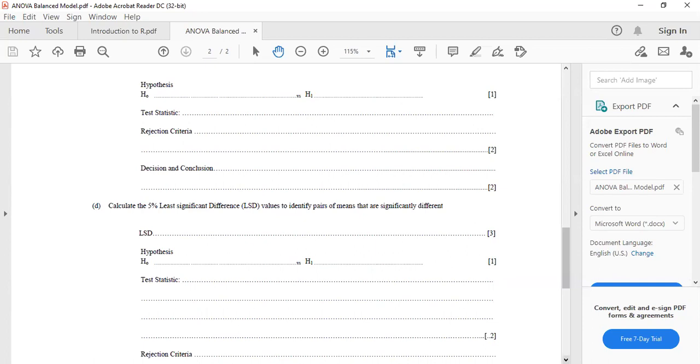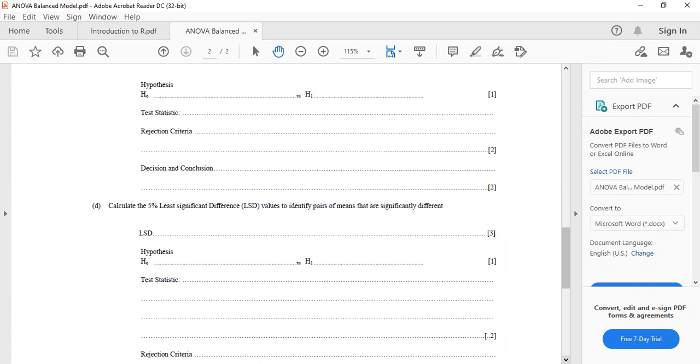It's the modulus of y bar i minus y bar j, if it is greater than the LSD. If you are going to write it that way, that means you lose all the marks. So, who can give us the rejection criteria?